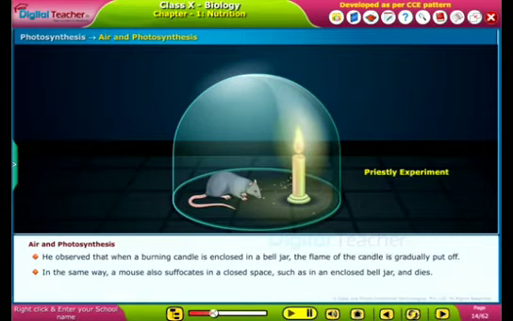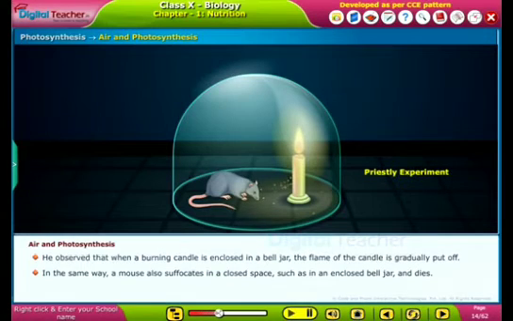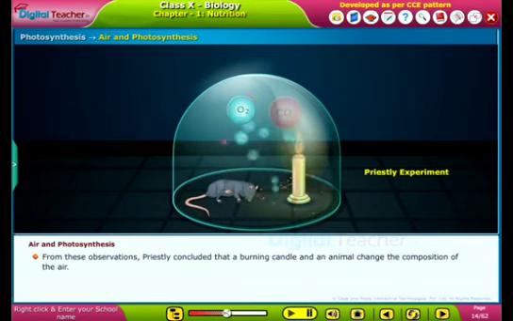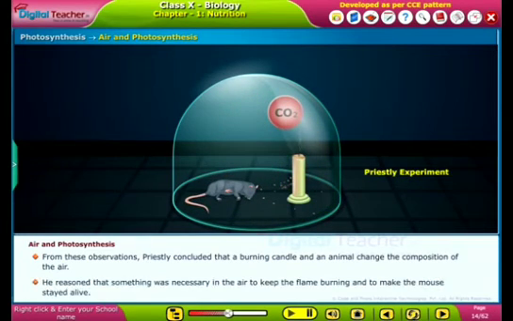In the same way, a mouse also suffocates in a closed space, such as in an enclosed bell jar, and dies. From these observations, Priestley concluded that a burning candle and an animal change the composition of the air. He reasoned that something was necessary in the air to keep the flame burning and to make the mouse stay alive.